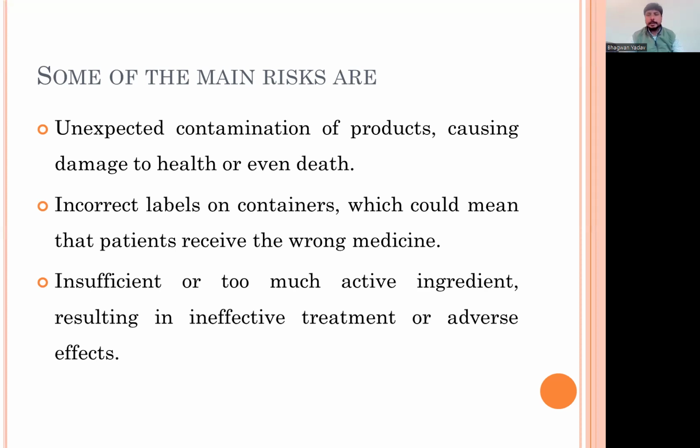Incorrect label on the container, which could mean that the patient receives the wrong medication. It may happen during the packing of the product. Suppose we first take a batch of 100 mg, then after changeover we take the second batch of 50 mg, and the line clearance is not proper, then the same label can be used in the second batch. So it can cause a major risk to the patient, meaning the patient who wants to take 100 mg is taking 50 mg.